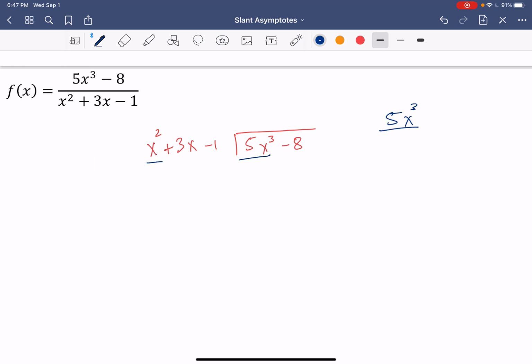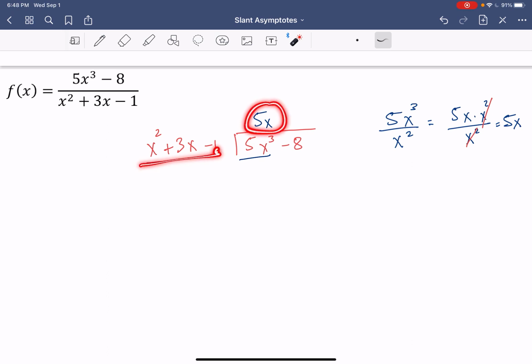So we got 5x cubed and x squared. So we could rewrite this as 5x times x squared all over x squared. So notice that the x squared and the x squared cancel, leaving only 5x. Okay, so we got a positive 5x at the top. And then you multiply this by every term here, starting from the right-hand side. So we got 5x times negative 1, which gives me negative 5x.